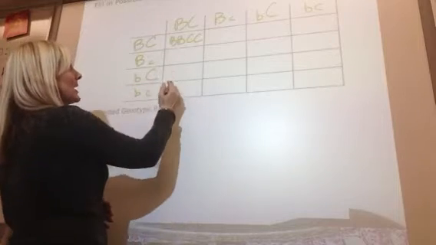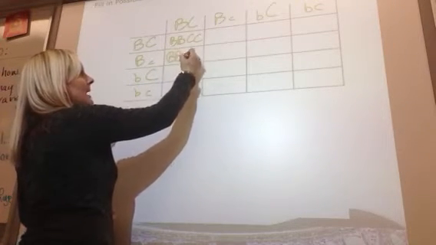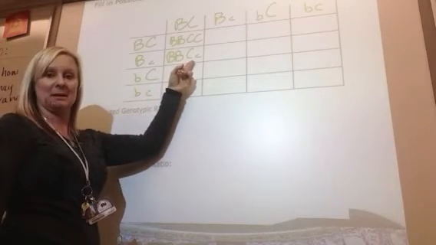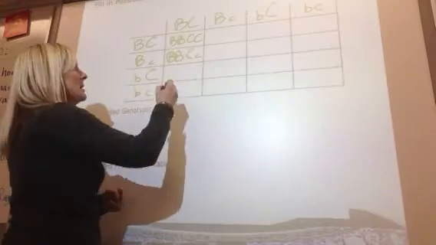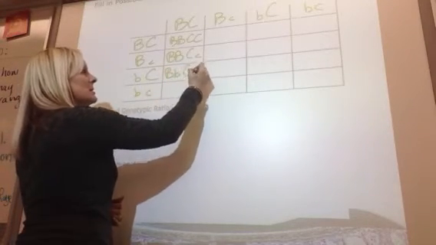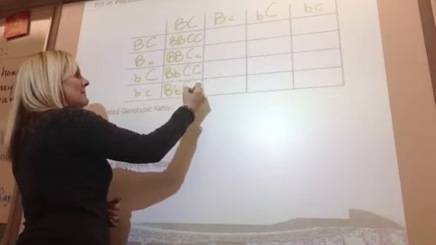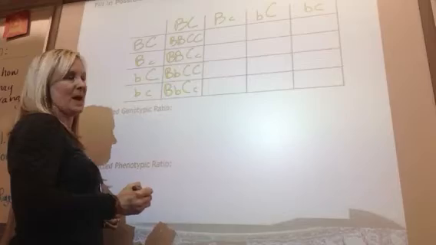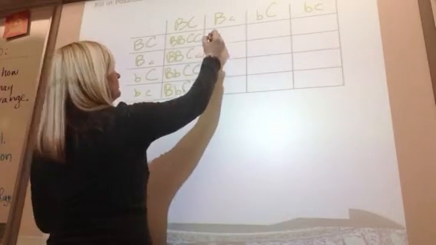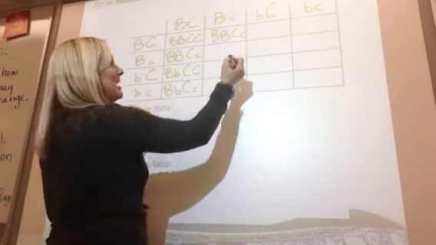So I'm going to keep working my way through the chart. I keep my B's together, and I keep my C's together. Now remember, we always want to write that dominant allele first, okay? I keep my B's together, dominant first, keep my C's together. So I'm going to continue going through and writing these out. See if you can keep up with me.